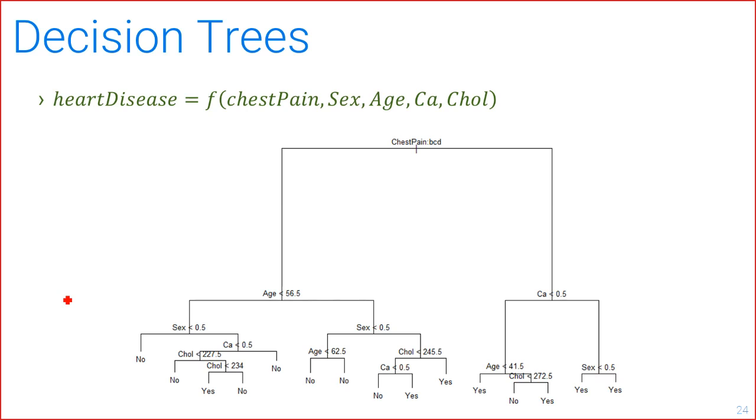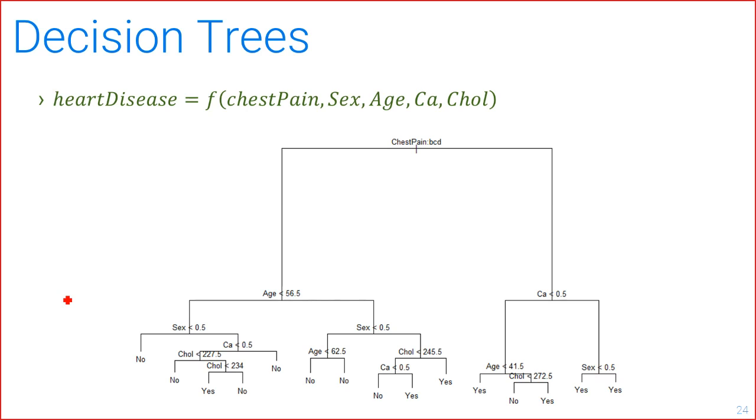So here's an example. This tree is built for a data set in which we have different features about patients: what kind of chest pain they have, the sex, the age, calcium level, cholesterol levels, etc. And we're trying to predict whether that specific patient has one specific kind of heart disease. And the model is what we see here. It's the tree. And how we interpret the tree is as follows.